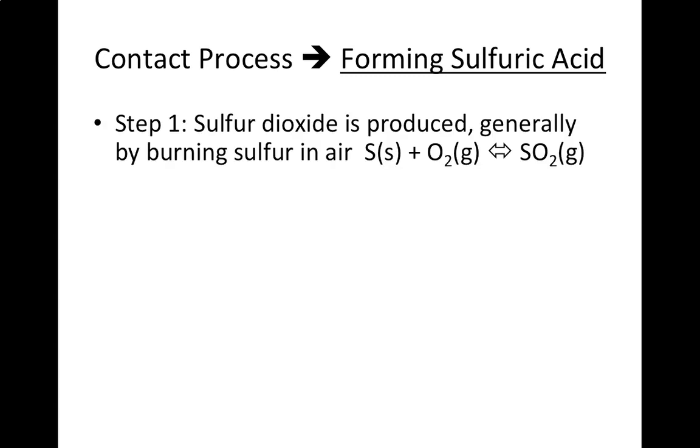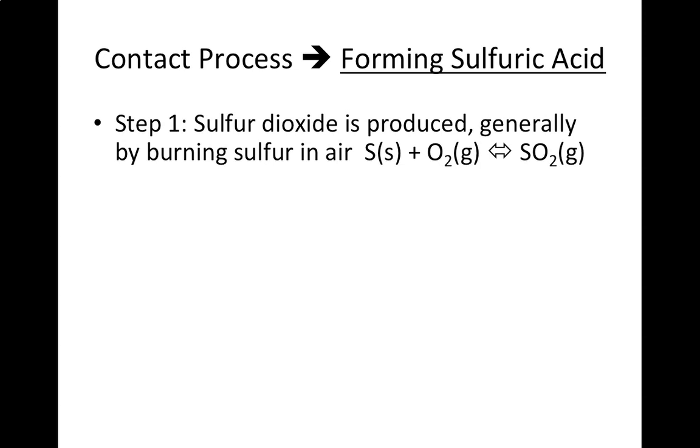The contact process is another one that you're often going to see in IB assessments, and that is how we form sulfuric acid, H2SO4. So the first step, sulfur dioxide is produced generally by burning sulfur in air. So we just need the oxygen that we're dealing with. Sulfur solid burnt with oxygen around it forms SO2.